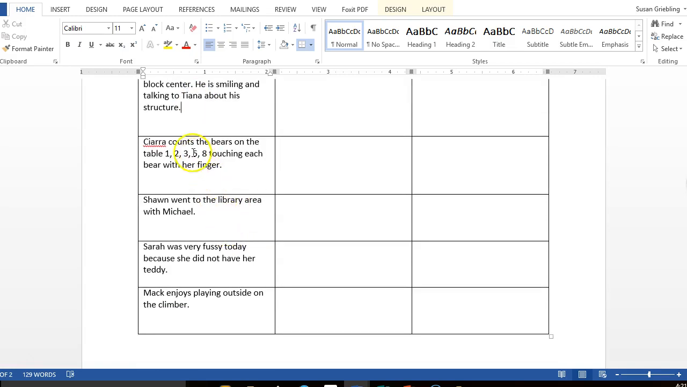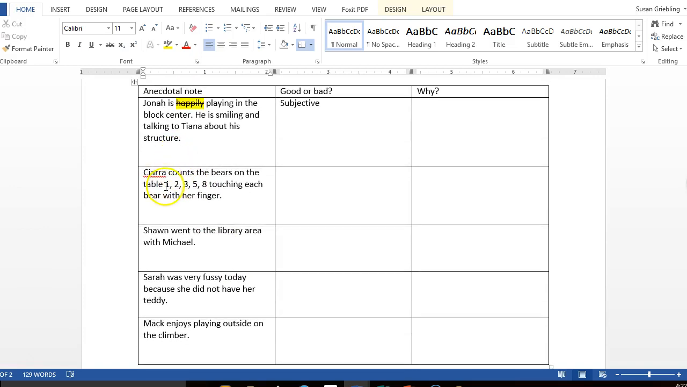Here we go. Sierra counts the bears on the table. 1, 2, 3, 5, 8, touching each bear with her finger. Do you think that is an objective or a subjective observation note about a child? So what did you answer? I think that it is objective, so I'll type objective in here.